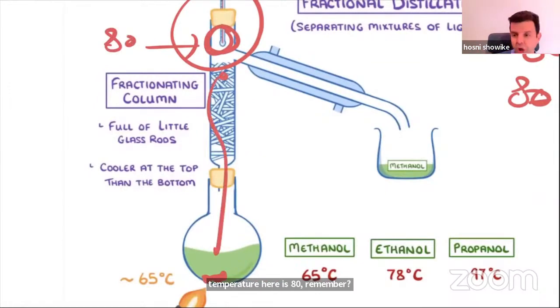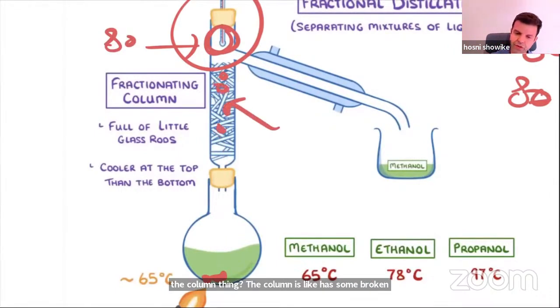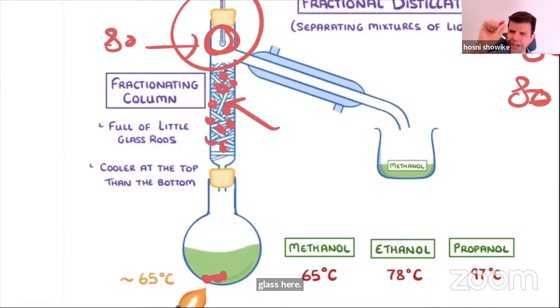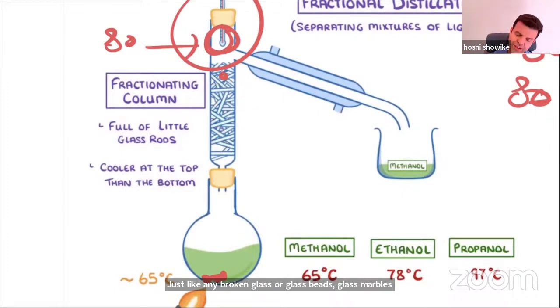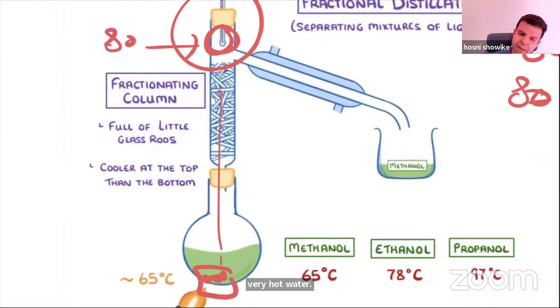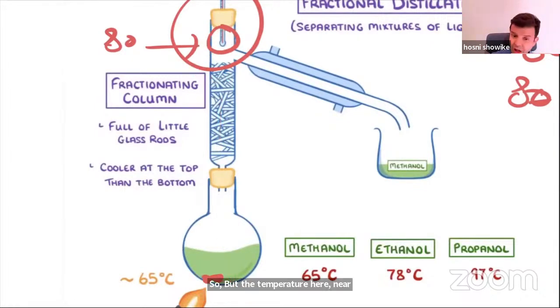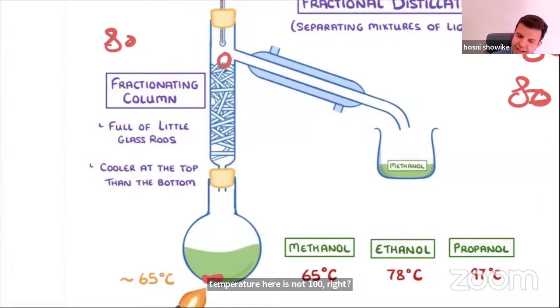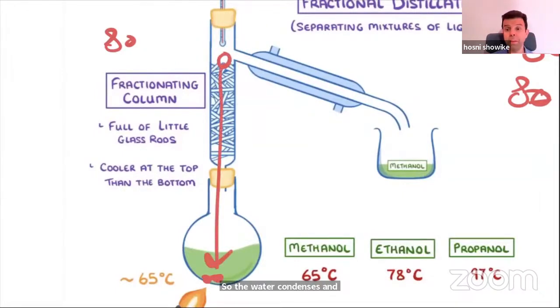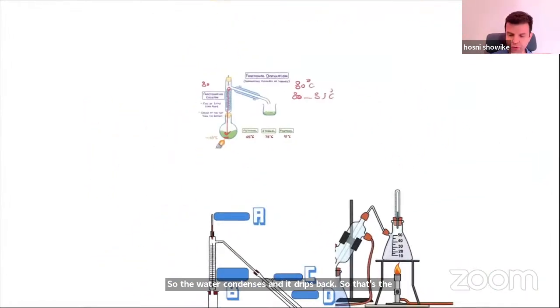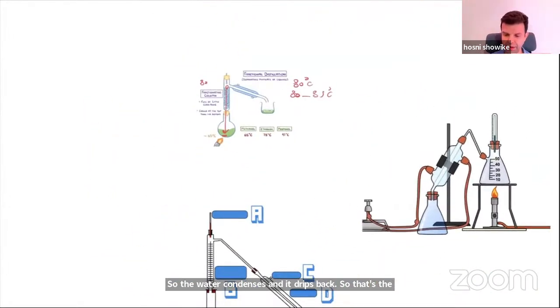Again, what's the point of the column thing? The column has some broken glass here, like glass beads, glass marbles. So anytime you have any water that has reached 100, because near the bottom of the flask you might have very hot water, some water will escape, but the temperature here near the condenser is not 100, right? So the water condenses and it drips back. So that's the whole point of this column thing, all right?